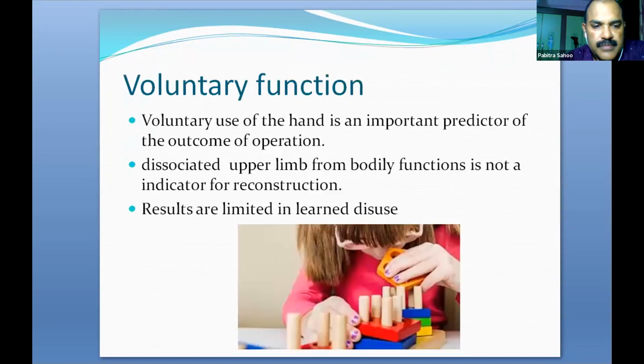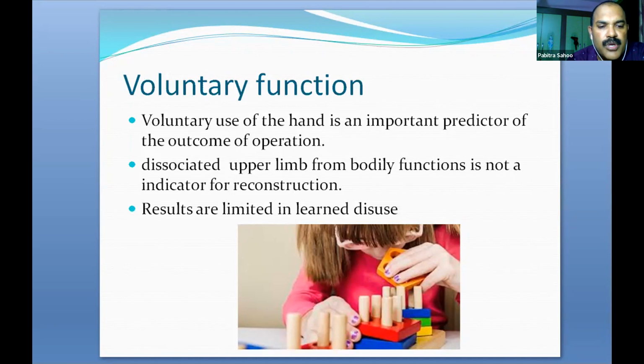Then voluntary function. One has to see what the voluntary control of the child is, whether the child has initiation to start any activities of daily living or not. So voluntary use of the hand is an important predictor of the outcome of operation. A dissociated upper limb from body function is not an indicator for reconstruction, so one must be careful about that. The results are limited in learned disuse. We have already discussed that part. Learned disuse of the upper limb is a major hindrance for the outcome of surgery.